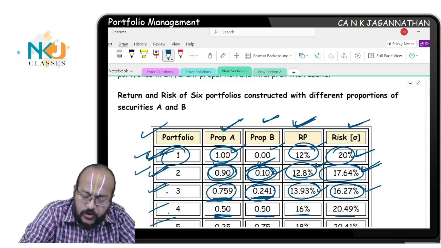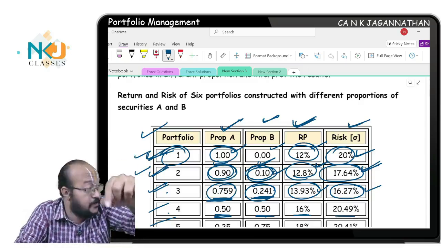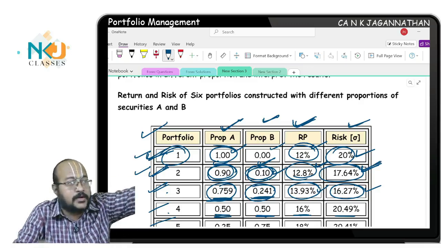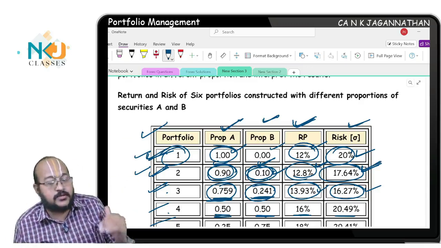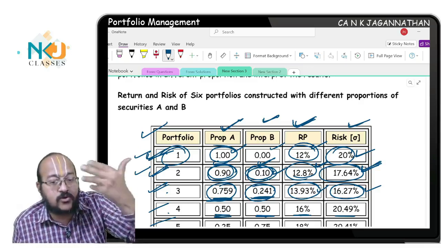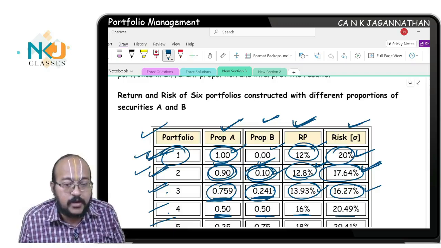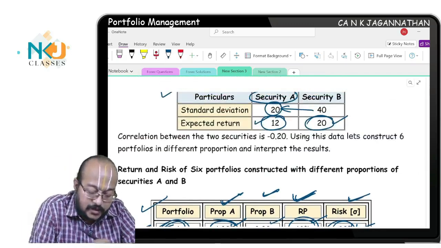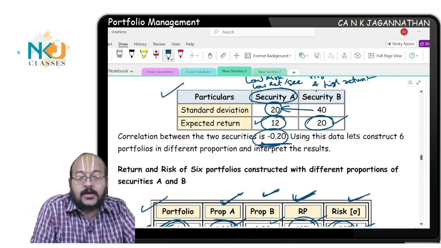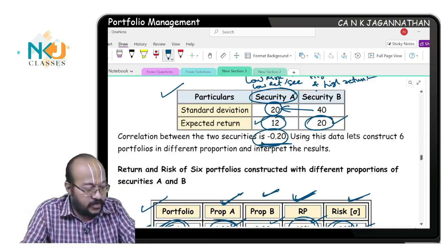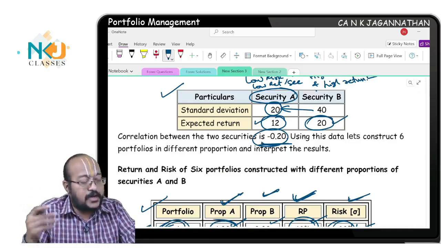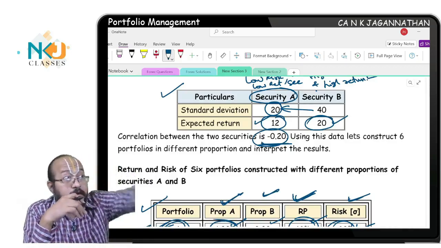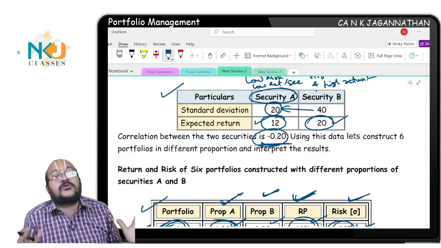My return of the portfolio increases from 12% to 12.8%. My risk, instead of increasing, reduced. The magic is, instead of risk increasing, the risk got reduced. Why did this happen? Because of the negative correlation, because of the correlation of minus 0.2 given. Because of this negative correlation effect, even though I inject a high risk security into my portfolio, surprisingly my return increases, but my risk reduces.